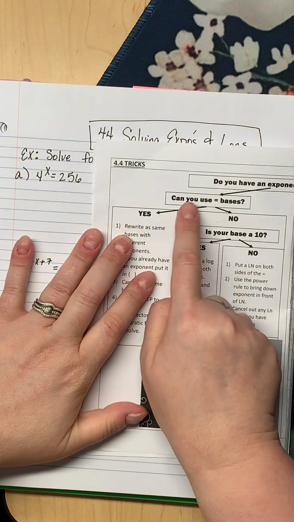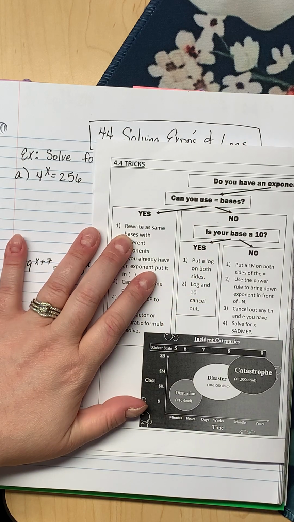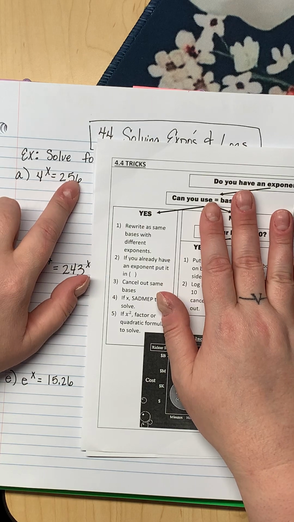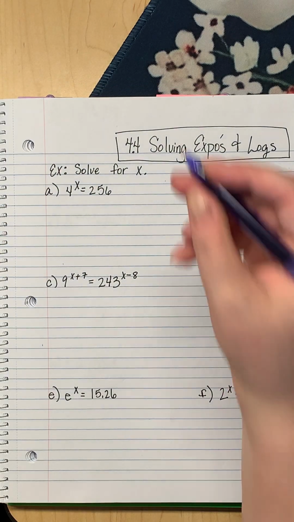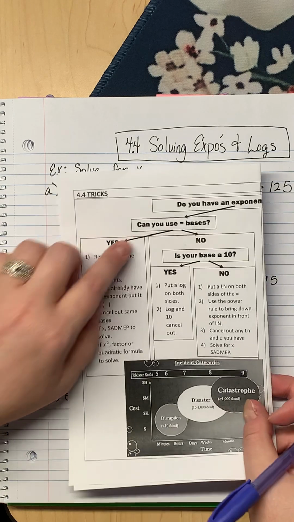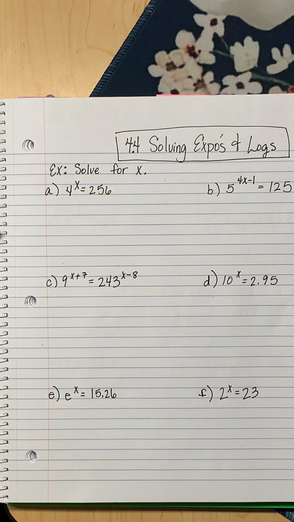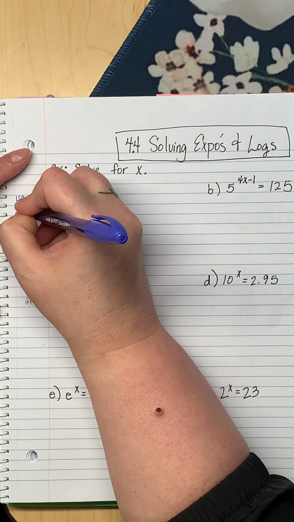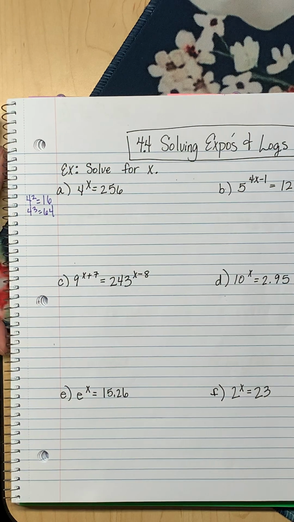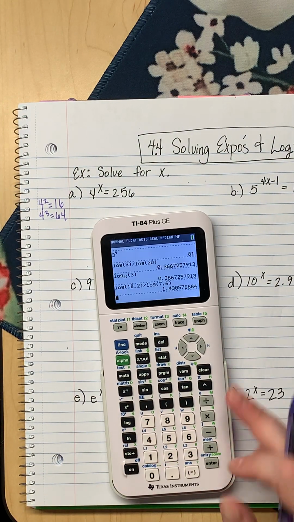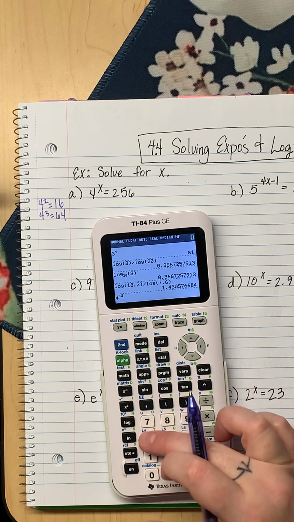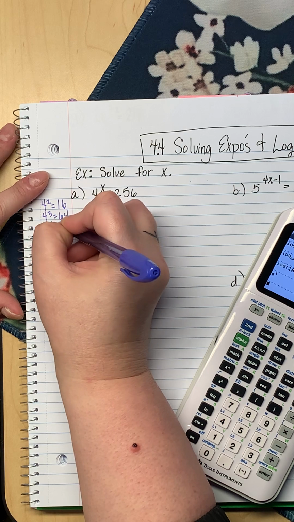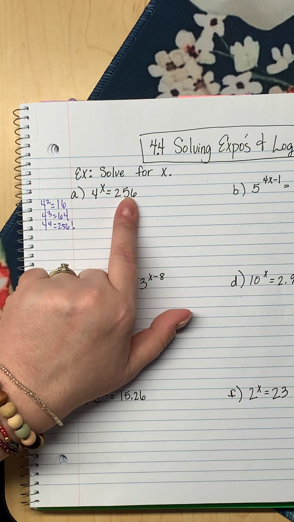Now it says, can you use equal bases? That means, can you rewrite 256 as 4 to the something? So for example, 4 squared is 16. 4 cubed is 64. Let's see if 4 to the something is 256. Let's try 4 to the 4. Oh, 4 to the 4 is 256. Woohoo!